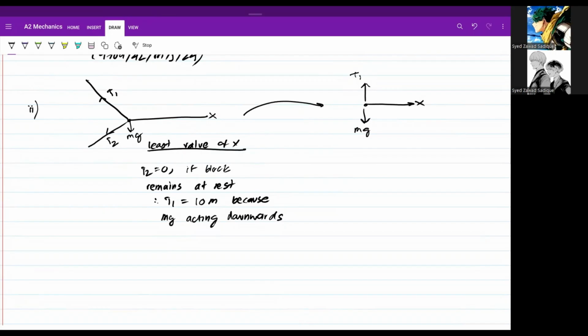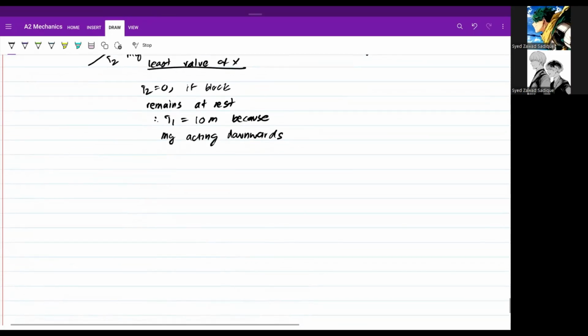One more thing is something to do with the wording. If ever a question says slack rope, it means that it has no tension.